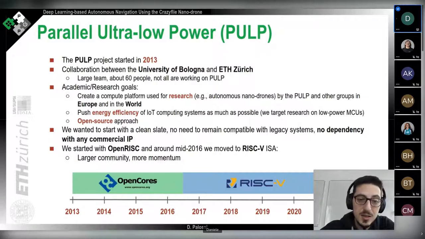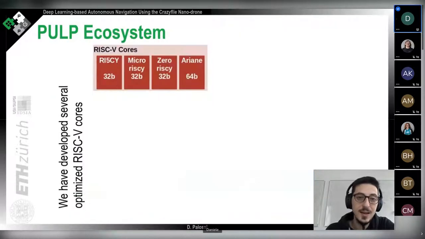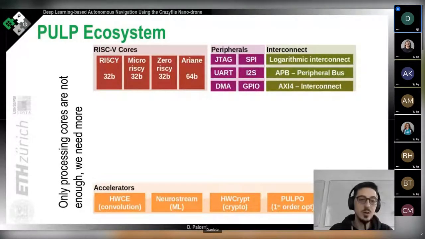Back in 2013, we started with the OpenRISC instruction set architecture, and then around mid-2016, we switched to the RISC-V architecture, which is the one that we are still using and plan to use for the next period. Then we started, of course, with the heart of the system, the cores. We developed, optimized, and extended the instruction set architecture with a few cores. Then we moved into peripherals, because you don't only need a computational device, but also the capability to interact with the external world and interconnect the various parts of the system on chip, and we also worked and continue to work on the accelerator side of the system on chip.